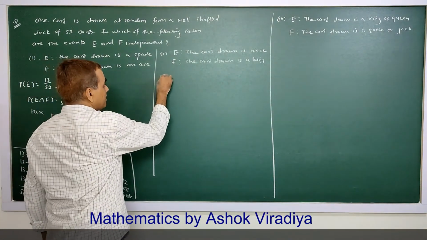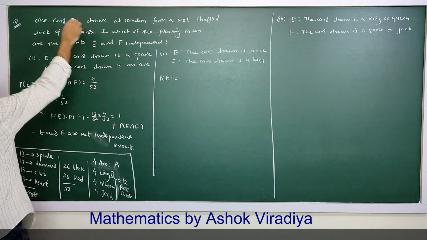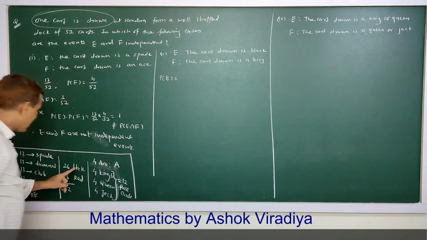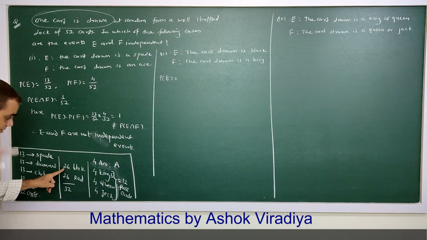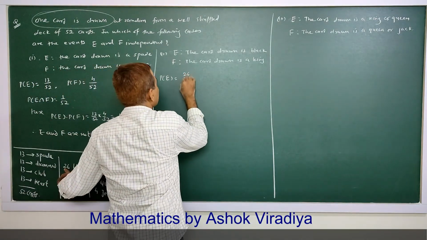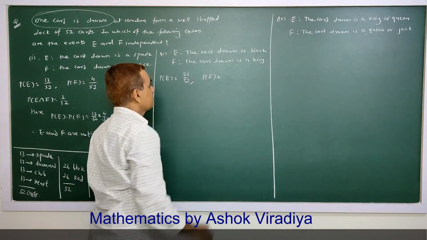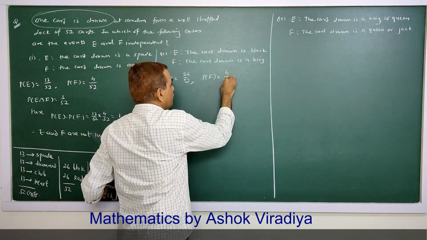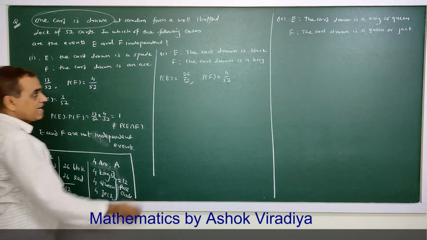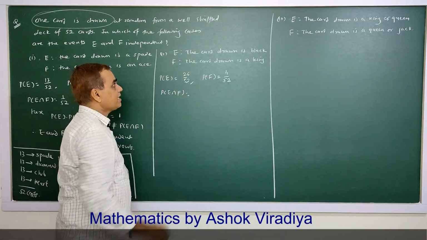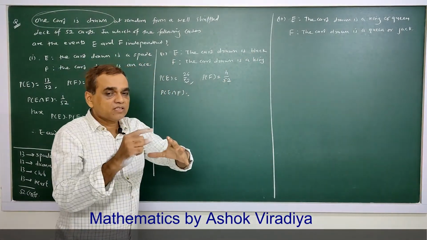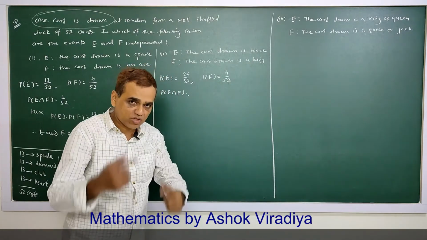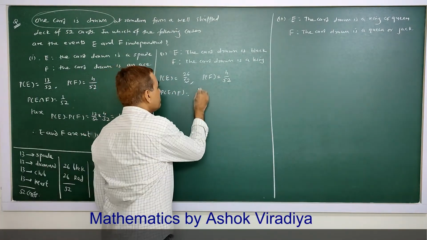Now here, probability of E. In this experiment we are asked to take only one card. Card is black. So total how many black cards? 26. 26 C1 upon 52 C1. So 26 by 52. Probability of F. It's a king. How many kings? 4 kings. So 4 kings out of a bunch of 52 cards. And E intersection F means having both properties, a card which is in E as well as in F, black as well as king.